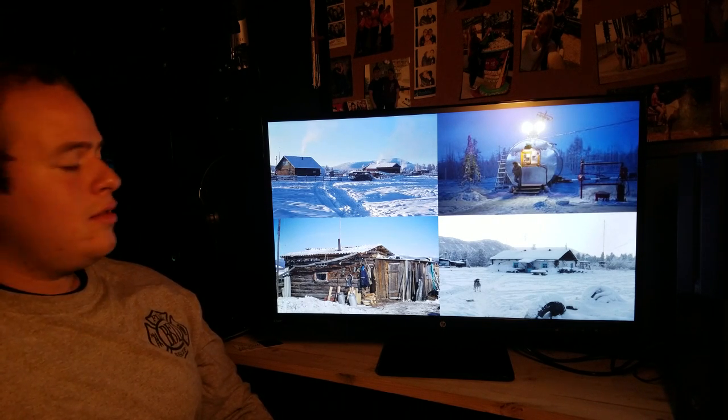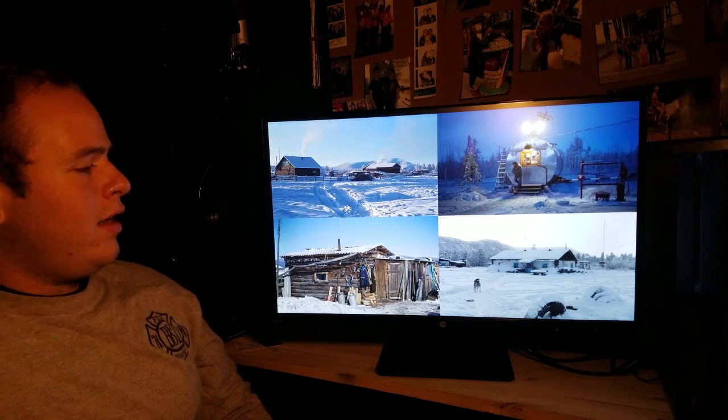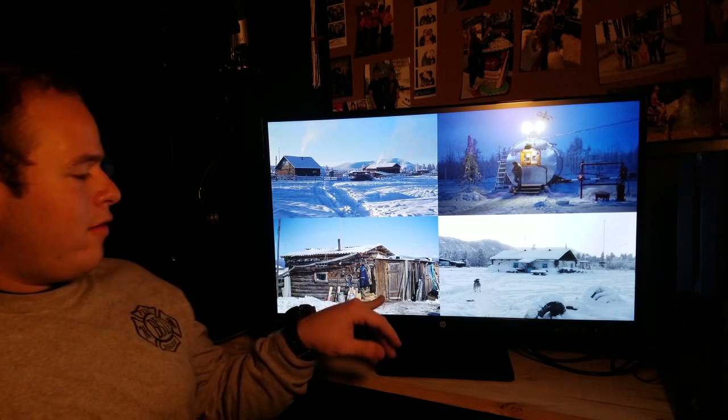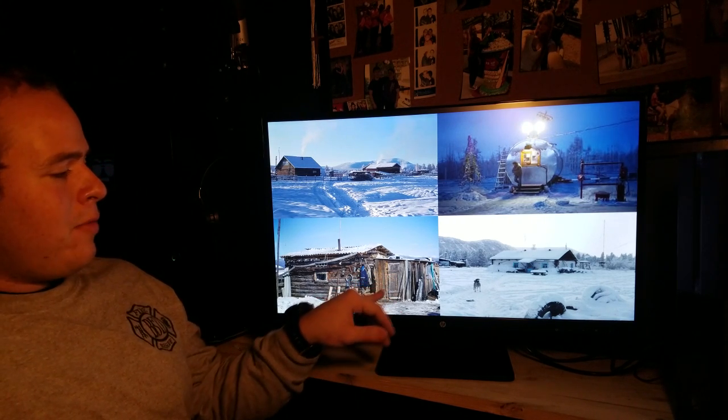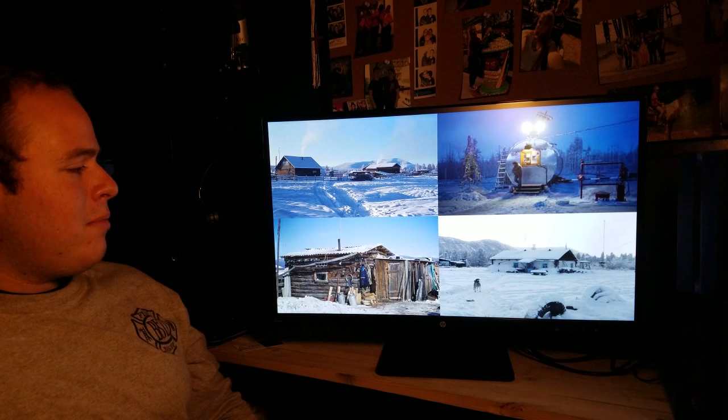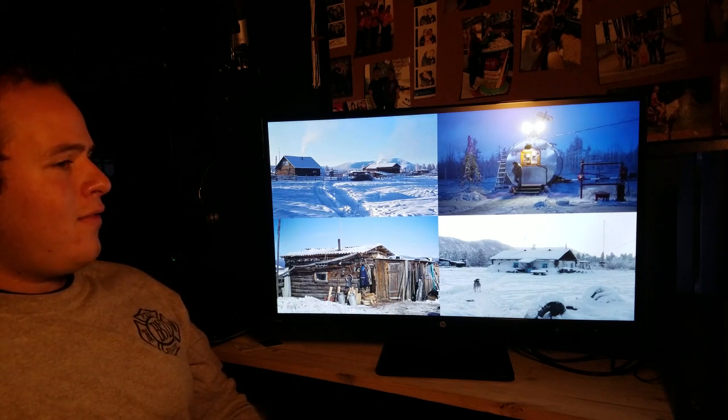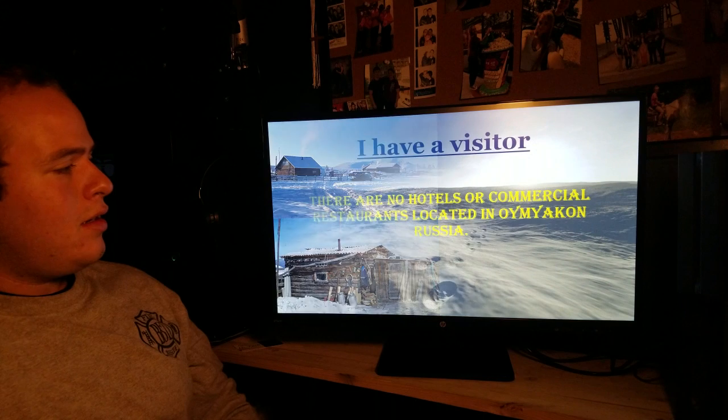Again, this resource is available and ready throughout Oymyakon. Right here to this one to the left, you can see some type of little outhouse or shed on the back where maybe they don't have to go outside or as far.